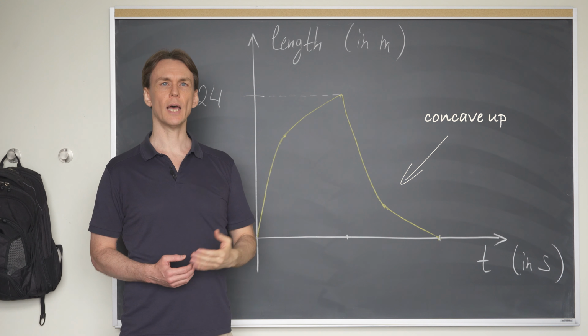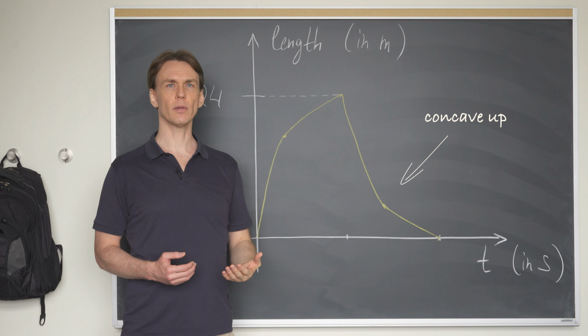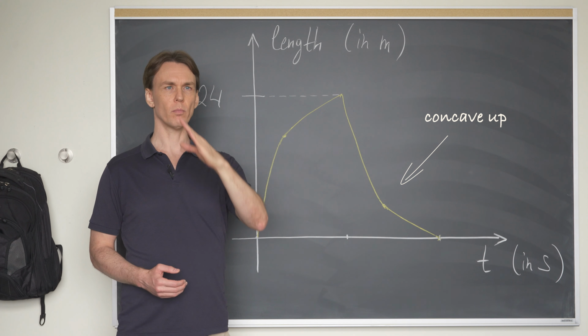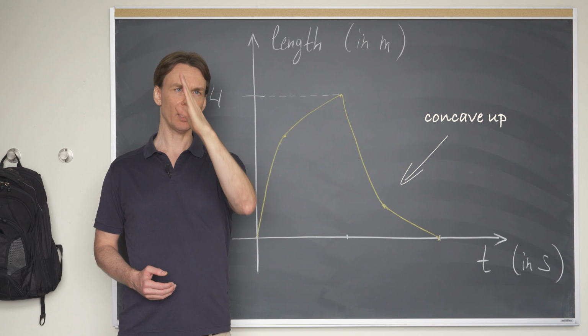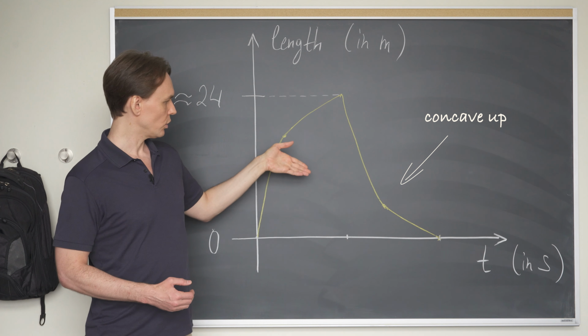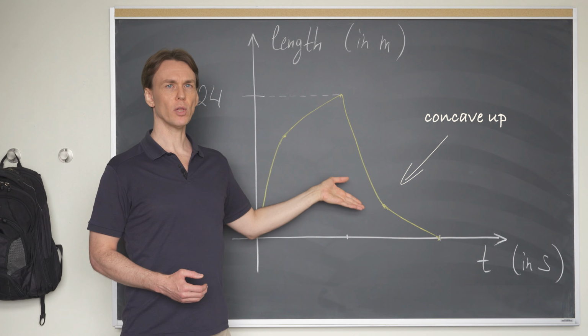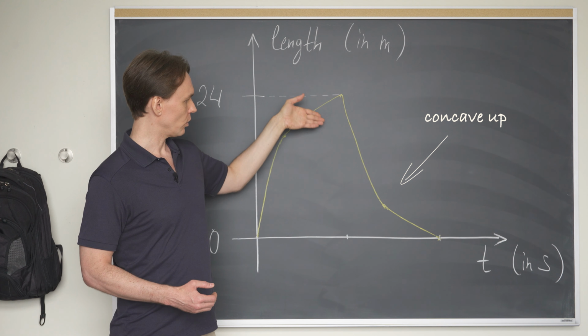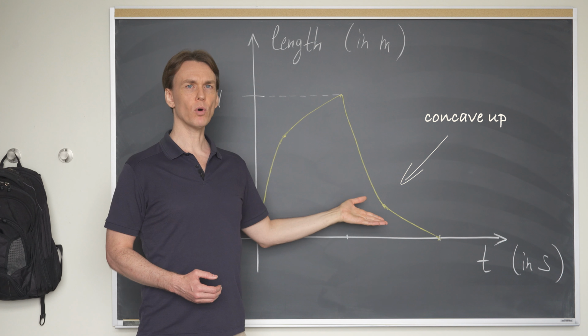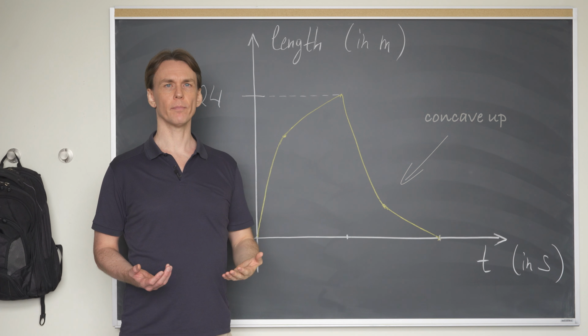Because the ball is now traveling in the negative direction, so the slope will go from very negative, very large negative values to less negative values, or smaller negative values. So the curve will actually be curving upward, so it will be concave up.